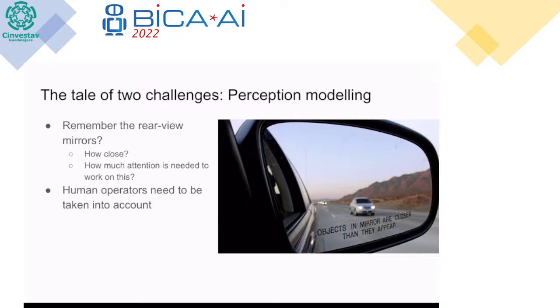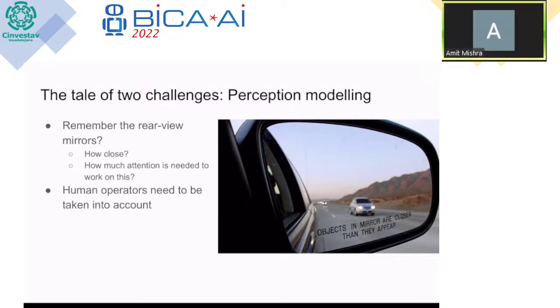I'm pretty sure you remember these kinds of rear view mirrors, and they used to have these lines. I don't think many of them have these lines nowadays because it's a convex mirror. So the objects in the mirror are actually closer than they appear. It means that if you see something, you have to act as if it is nearer. Now, that implies a few things. Number one, how close is it? How do we expect a normal driver to gauge the difference between the actual distance and what it appears here?